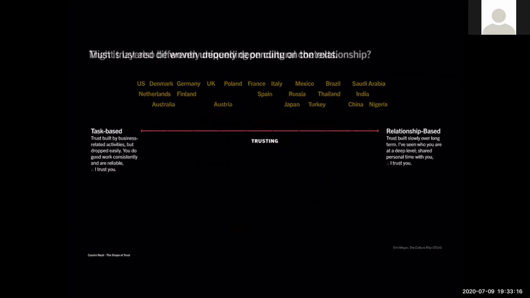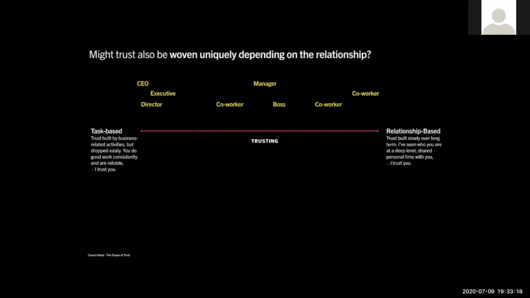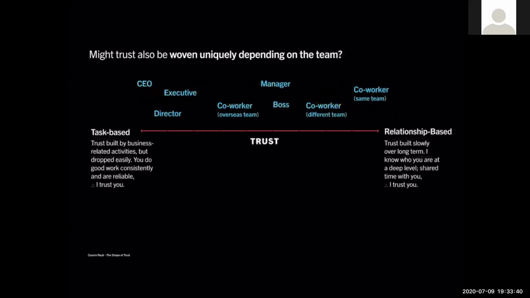And you might also look at individuals inside your organization, right? I imagine the CEO is the most task-based individual. The directors, the managers, the executives are highly task-based. What's your performance? But you probably have a closer relationship with your coworkers. They tend to be closer to the right. And if you have a coworker on the same team, you probably have a very relationship-based trust factor with that individual.